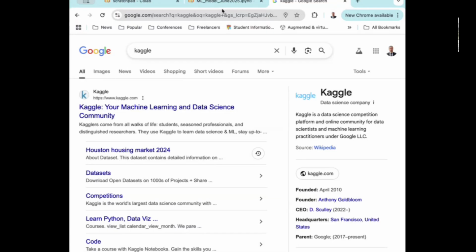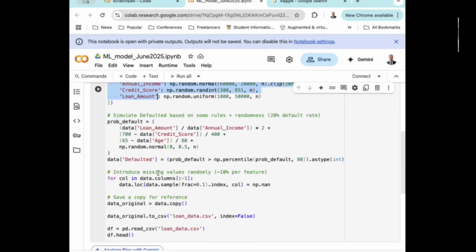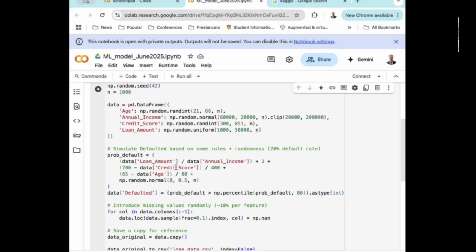So instead of getting the data from Kaggle, I'm going to create my own data. So this is about creating the data. For this code of creating the data, I asked ChatGPT to create a data set for me of 1,000 rows, 5 features.